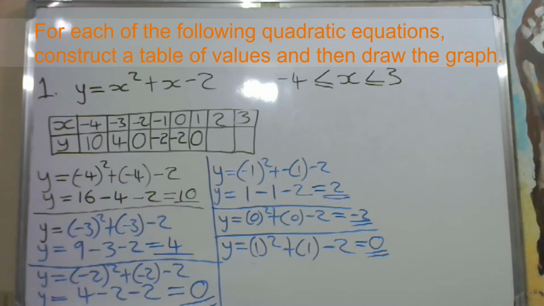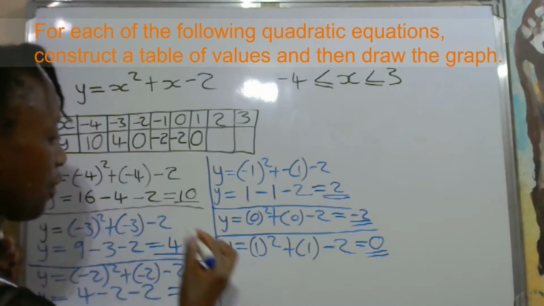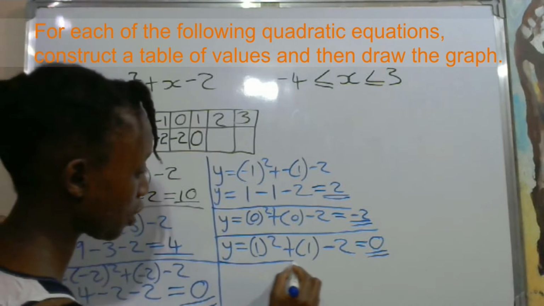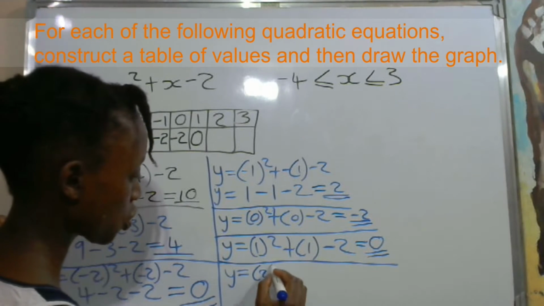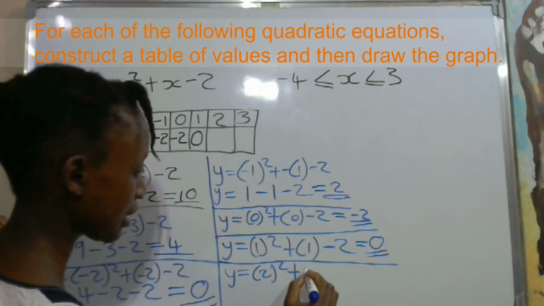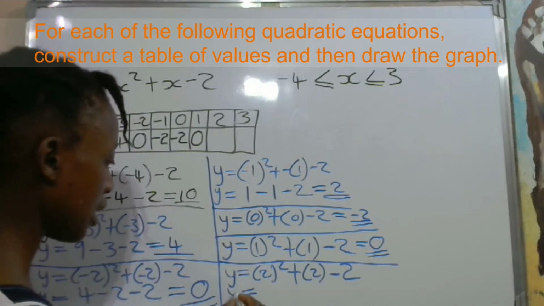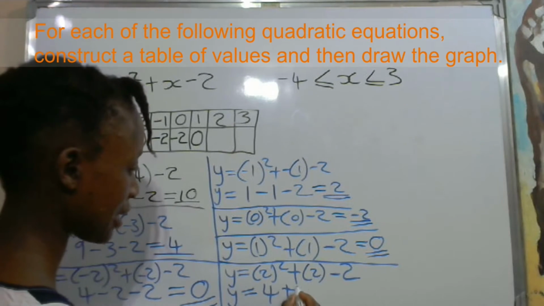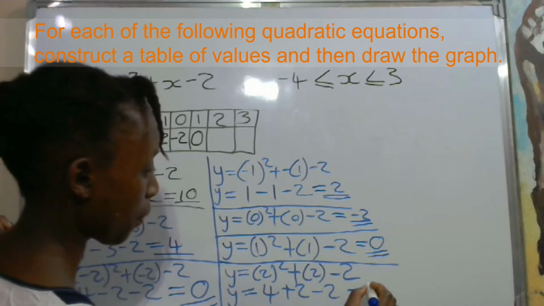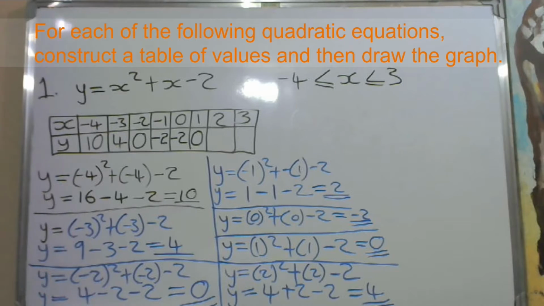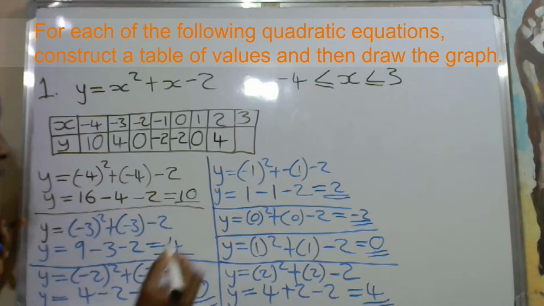And then we come to when our x is 2. Let's find the value of y. So our y would be equal to 2 squared plus 2 minus 2. So 2 squared there will give us a 4. 4 plus 2 minus 2. This definitely gives us a +4. So when x is 2, our y value is 4.